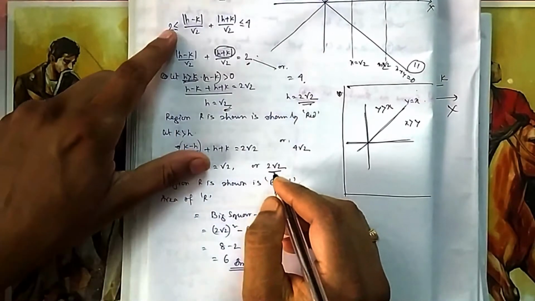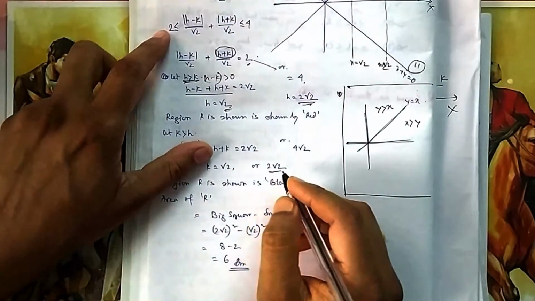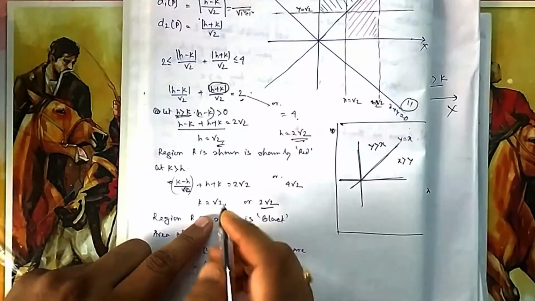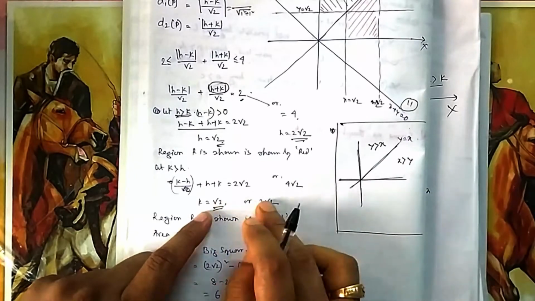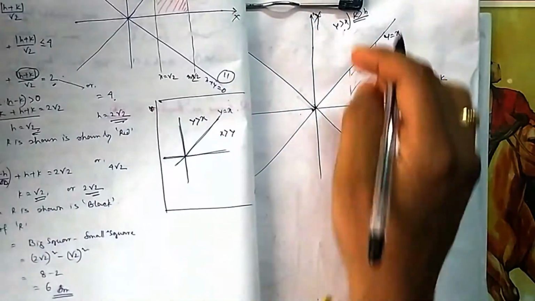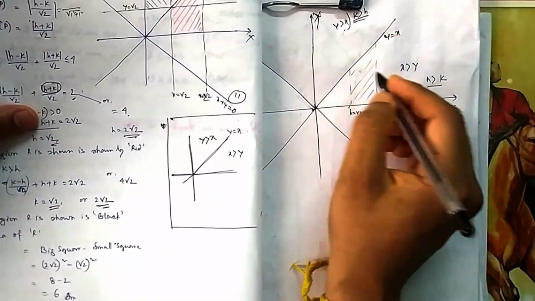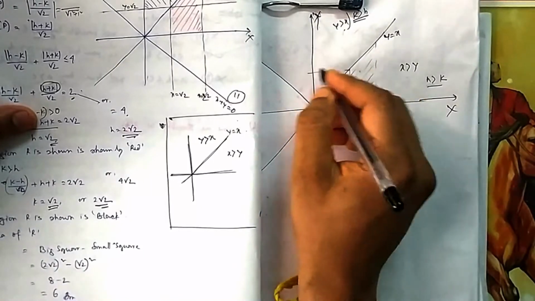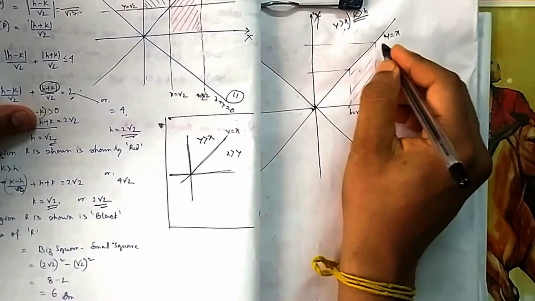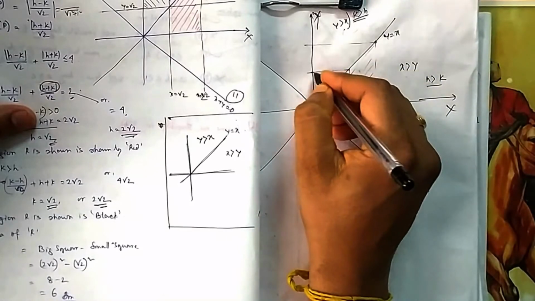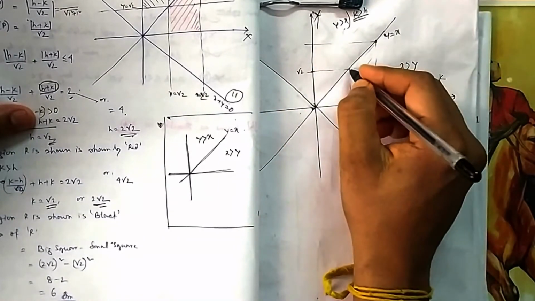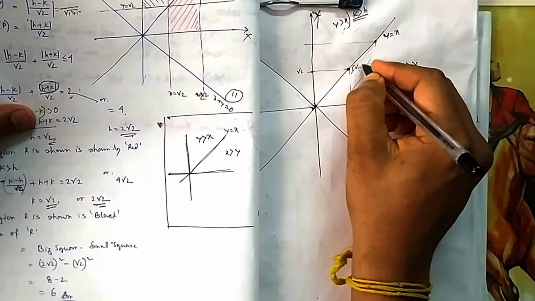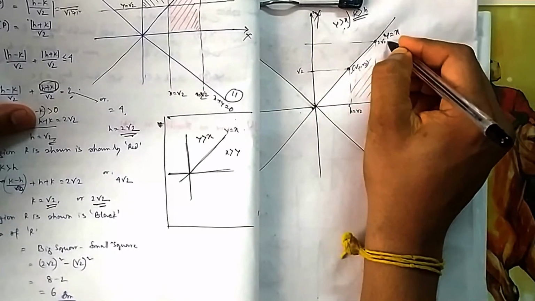With 2 you solve, with 4 you solve. With 2 it is root 2, and if you solve it with 4 it is 2 root 2. So your k should lie between these two again. So this is in this zone. So this is root 2, this is also root 2, this is 2 root 2, this is 2 root 2. You got it why this is root 2? Because this is root 2 and this is y equal to x, so this point is root 2 comma root 2, and this point is 2 root 2 comma 2 root 2.